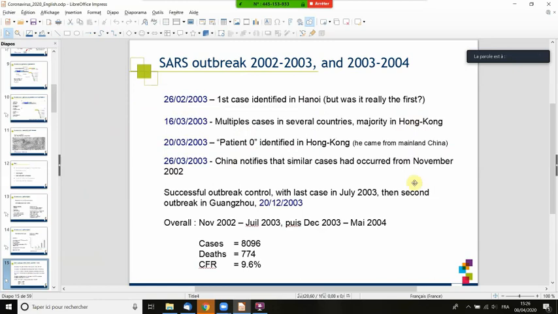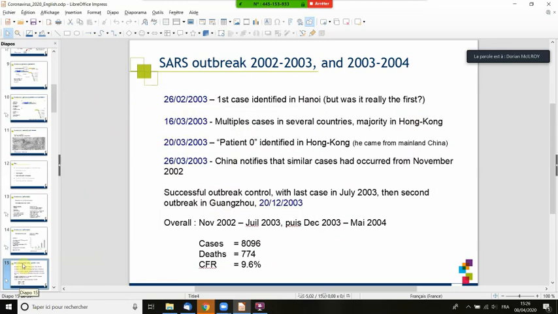So nevertheless, most of the cases were in Hong Kong in the south of China, and they were able to apply outbreak control measures, and they had the last case in July 2003. But unfortunately, there was a second outbreak in Guangzhou, in the south of China, and then a second series of cases which were finally controlled in 2004. So overall, there are about 8,000 cases, almost 800 deaths, and a case fatality ratio of about 10%.